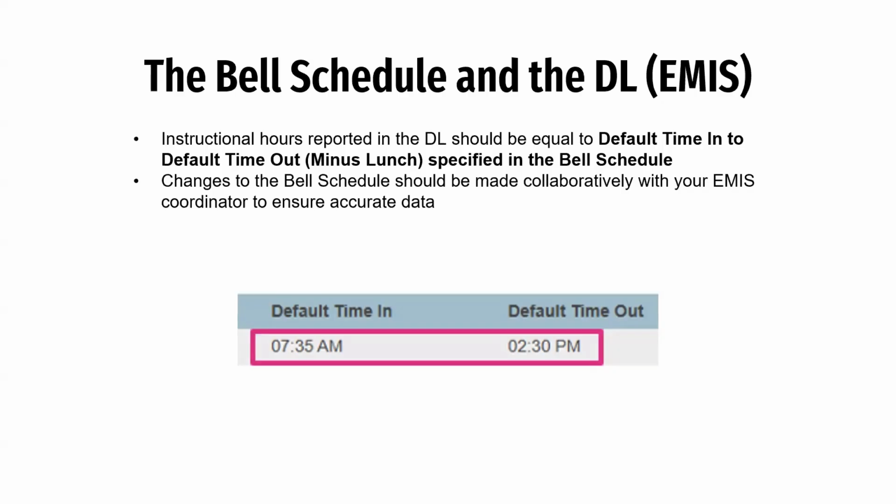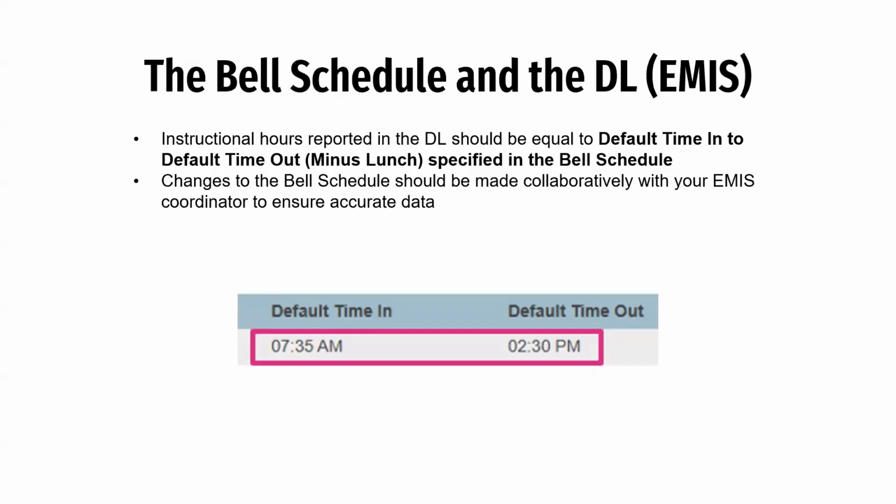As we know, instructional hours are what is used to report for attendance. So it is important that instructional hours reported in the DL should be equal to the default time in and the default time out, minus lunch. That range of time minus lunch should be equal to what is reported in the DL. So if you have a 6.5 hour day and every student has a 30-minute lunch, then 6 instructional hours would need to be reported. It's just important that what is reported in the DL lines up with what is showing in the bell schedule.